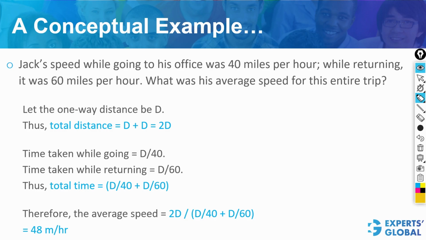Please notice the average speed is not the average of the two speeds here. The average speed is a bit less than the average of the two speeds. Average speed is not the arithmetic mean of the speeds, rather it is the harmonic mean.